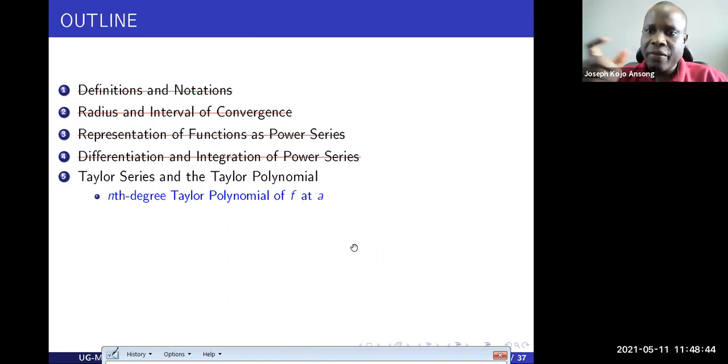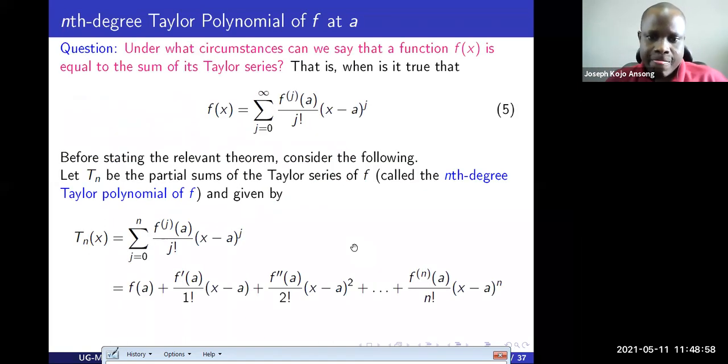So we'll look at some theorems. I'll state them, but before I state it, I'll preempt it with some explanation of how you can prove it. Okay, good. So now let's start with this. So this is an important question that is there, right? We want to look at the nth degree Taylor polynomial. I'll explain what that is here. So the question is, under what circumstances can we really say that a function f of x is equal to the sum of its Taylor series? So that's what I just said.